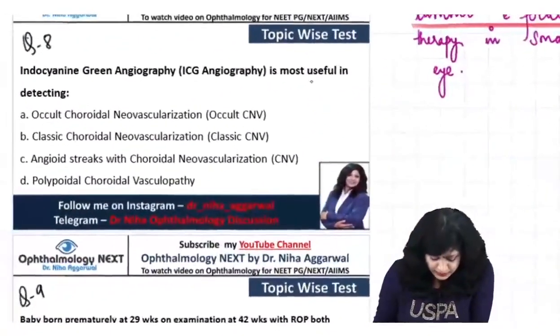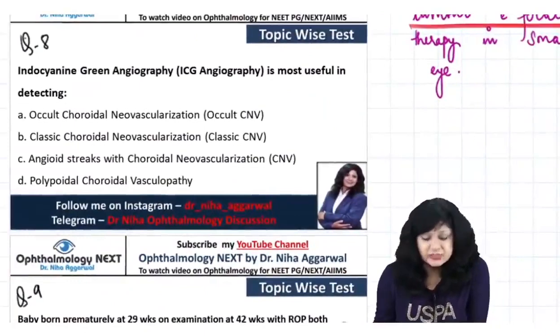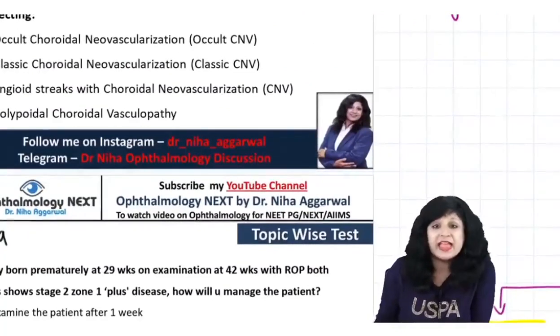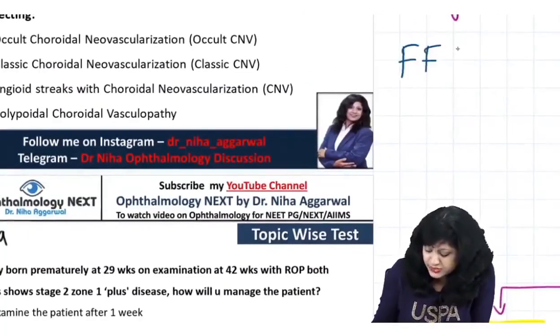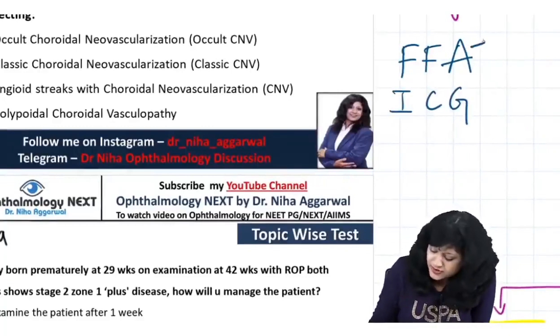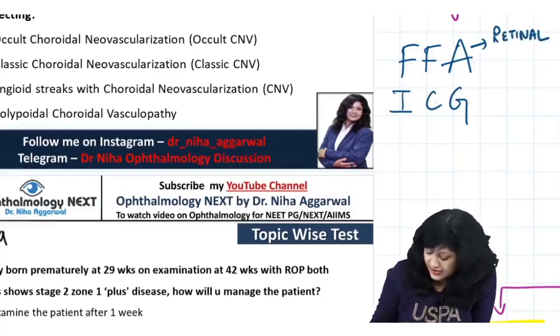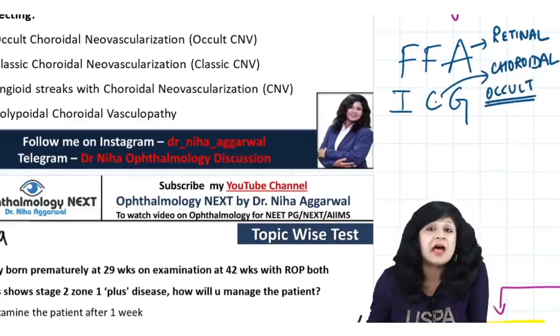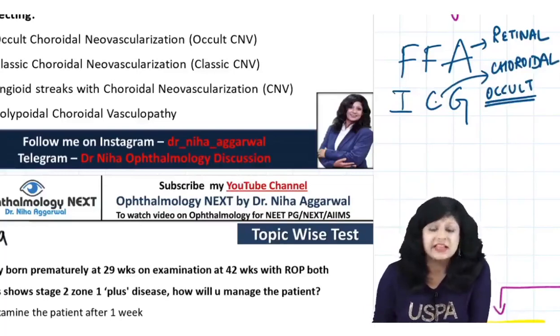Now coming to question number 8. Now this is a direct question. Indocyanine green angiography is most useful for. So you know mainly two kinds of angiographies we have. We have fundus fluorescein angiography and we have the ICG. So this FFA is mainly used for the retinal vasculature, while this ICGA is mainly used for the choroidal vasculature, and especially when this is occult. Occult means it is lying in the sub-RPE space, then we are using this ICGA.